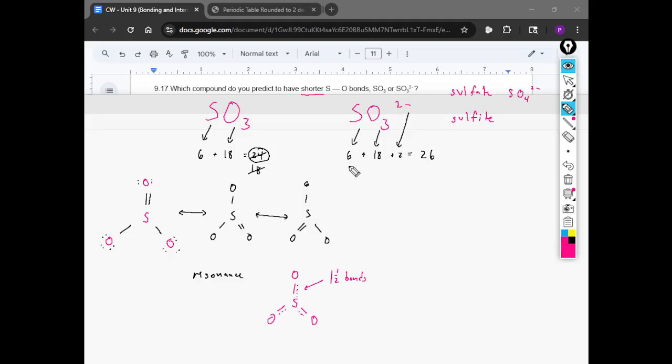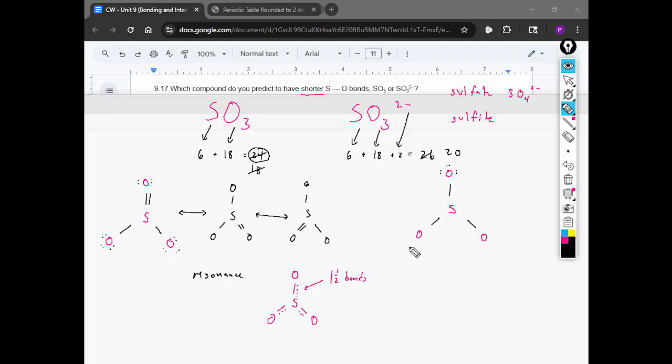All right, so sulfite. We got sulfur in the middle, same thing, and then we got our oxygens surrounding it. Now, for this one, we have 26, so we have 2 extra electrons to work with, right? So we're going to single bond everybody. That's a total of 6. That's going to get us to 20. Let's give all the oxygens their octet.